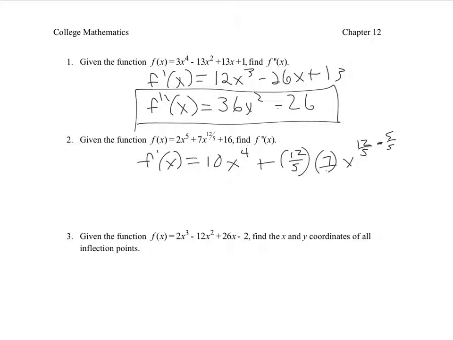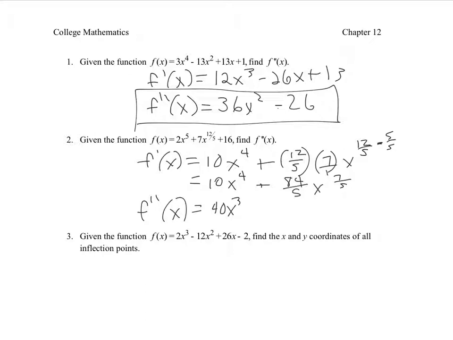Now, let's clean this up before we try to take the second derivative. So I still have 10x to the 4th for the first term. What do you get if you take 12 over 5 times 7 over 1? Yes, that's 84 over 5 x to the, what's my new exponent? Good, 7/5. Now, see if you can get the second derivative. This will be a little exercise in fractions. Okay, 10x to the 4th, when you differentiate it becomes 40x to the 3rd.